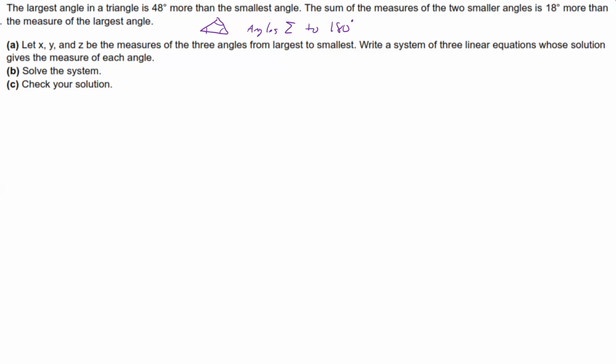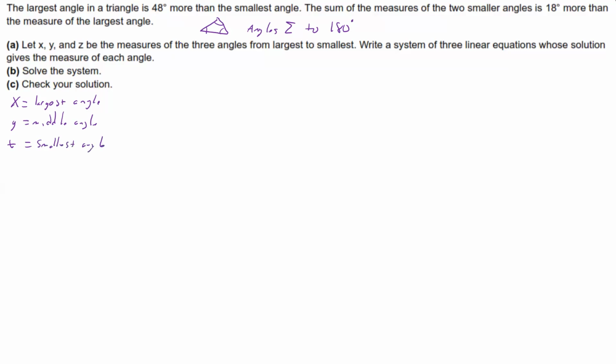And so it says that X is going to be the largest, Y is going to be the middle, and Z is going to be the smallest. And so that's going to be kind of how we're going to do this. And if it didn't give it to us, we would write that ourselves. Usually we'd be writing on the top over here, X equals the largest angle, Y equals the middle angle, and Z equals the smallest angle. Okay. So we went ahead and did that anyway.